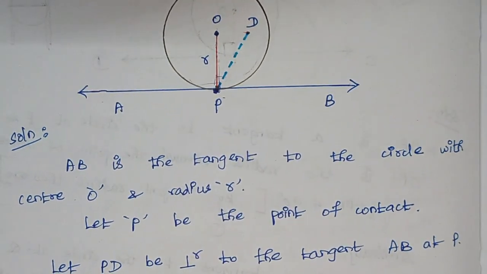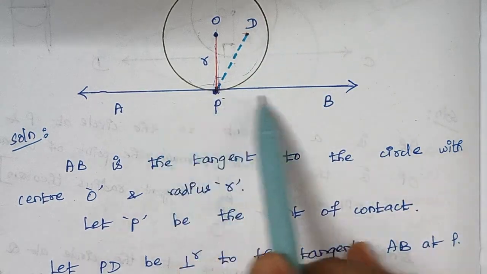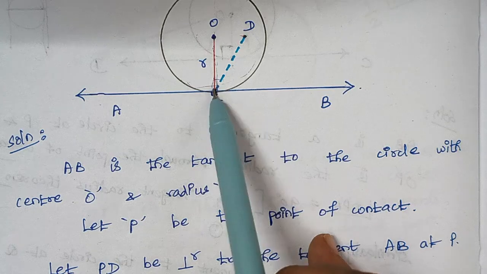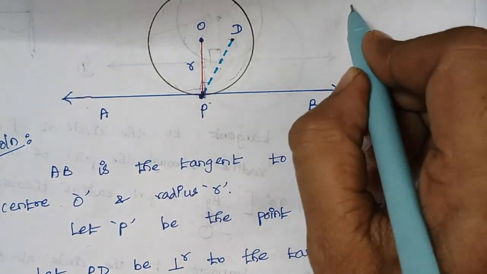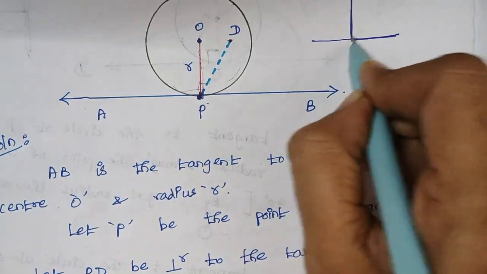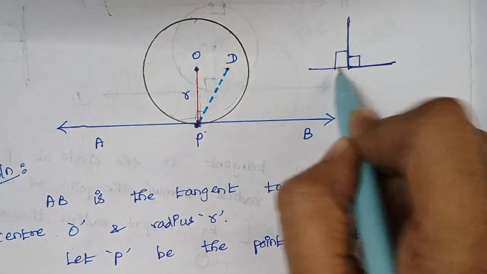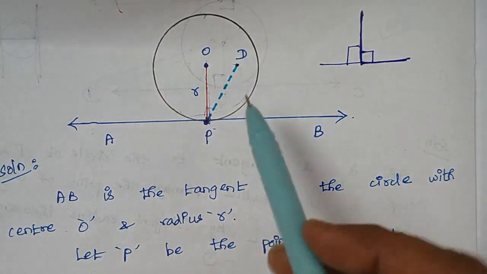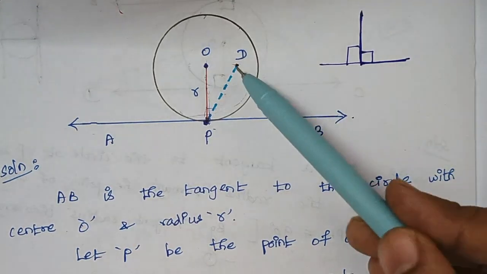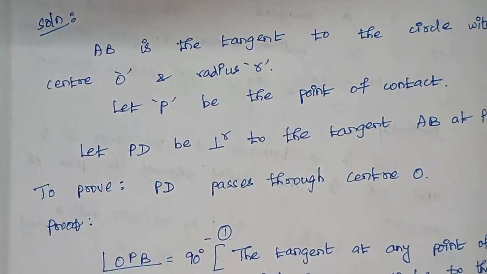When you look at this diagram, is this PD perpendicular to this tangent? No, because it is a little bit slanting. Whenever we say it is perpendicular, it should form a perfect L shape like this. Here it is perpendicular, and we can say this part is also perpendicular. But here the line is slanting, so in order to prove that, we are taking a point D like this.